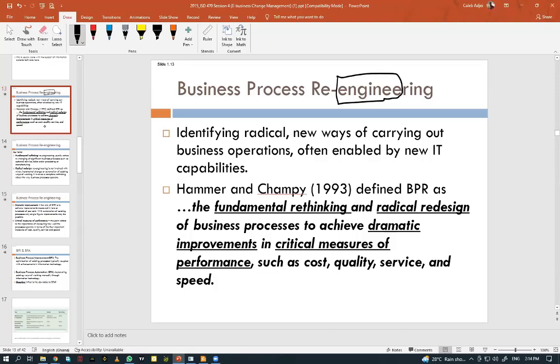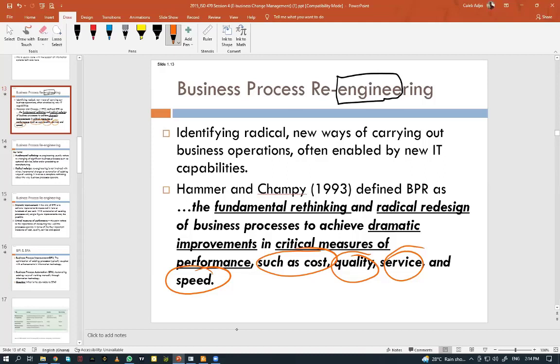After we have done the fundamental rethinking and the radical redesign, how do we know that there has been an improvement? It can be measured critically. Have we been able to reduce costs? Is the quality of the products and services we are offering also improved? The type of services that we are offering, and also the speed at which we offer our services to our customers.